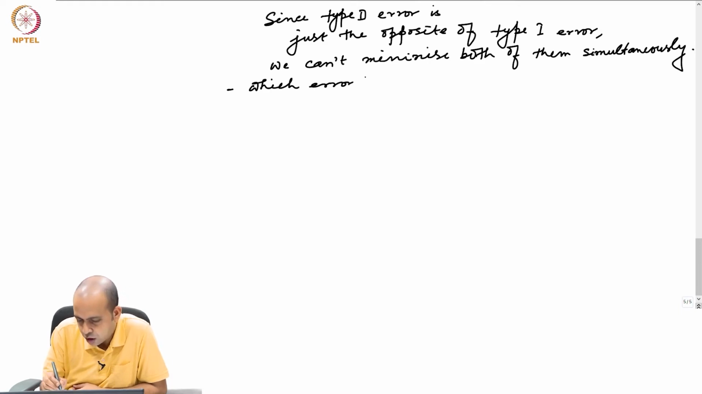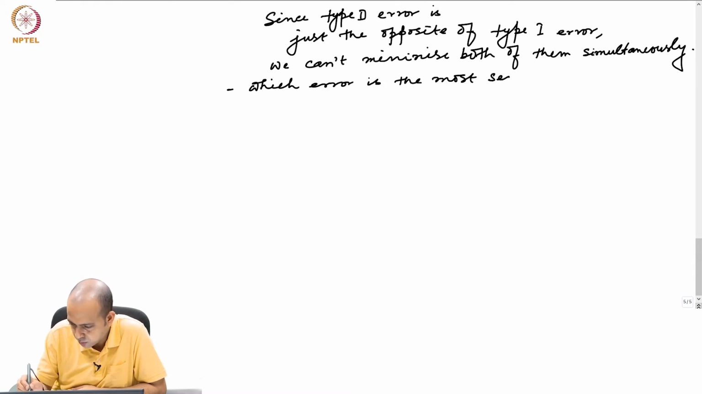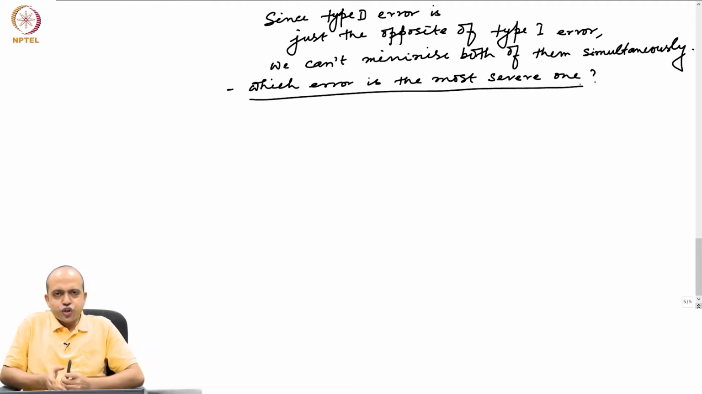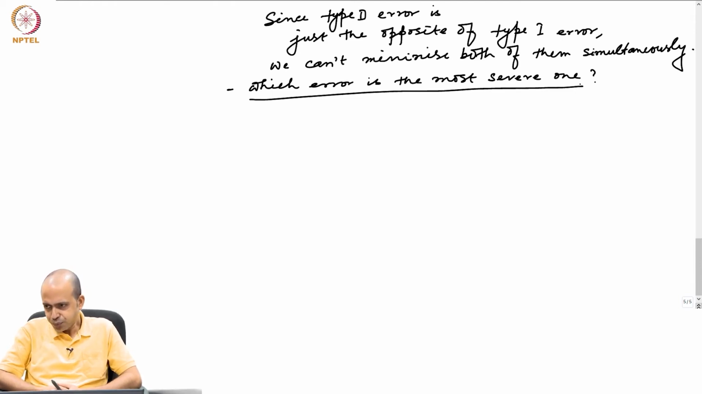Then what is the idea? If you cannot minimize both the errors simultaneously, what the statisticians suggest is that you identify the most severe one. You identify out of these two errors which is the most severe, type 1 or type 2. So, which error is the most severe one?